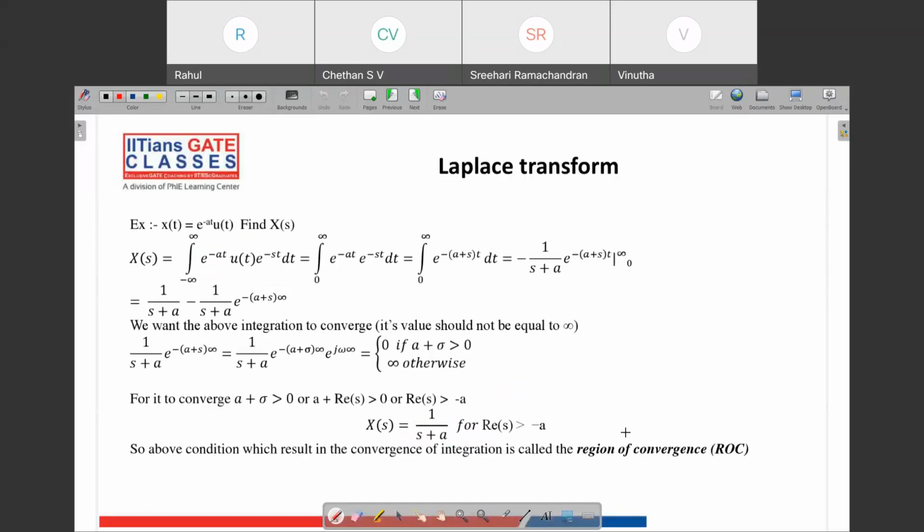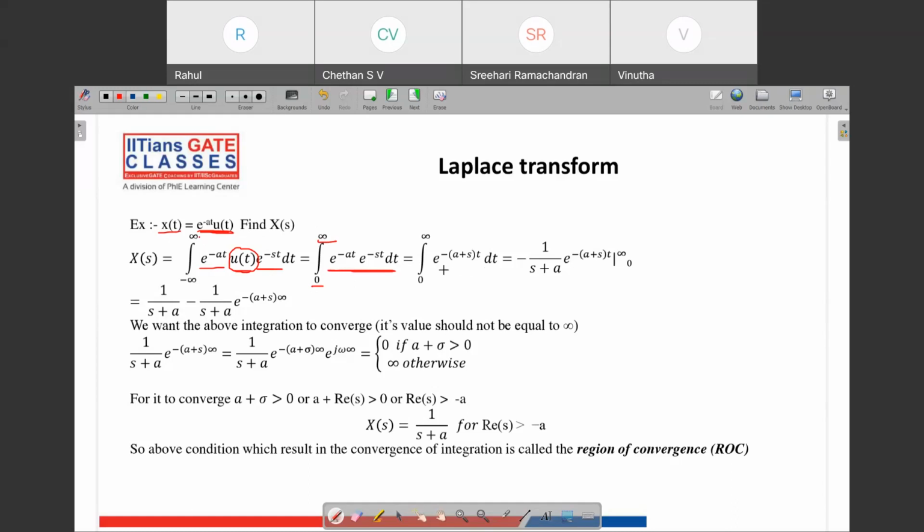Now let me go to the next slide. Let me take an example: let's say we have a signal x of t equal to e to the power minus at u of t, and for this particular signal we want to find the Laplace transform. Let's put this x of t into the Laplace formula. We will get e to the power minus at u of t times e to the power minus st. Since we have a u of t term, instead of integrating from minus infinity to infinity, we will integrate from 0 to infinity and just remove the u of t. So the resultant will be like this.